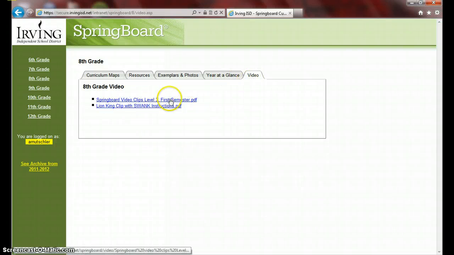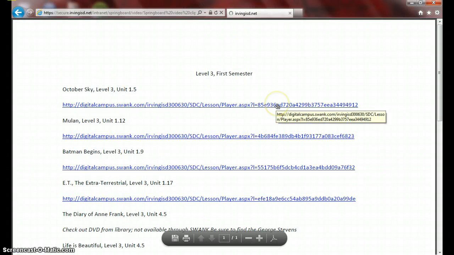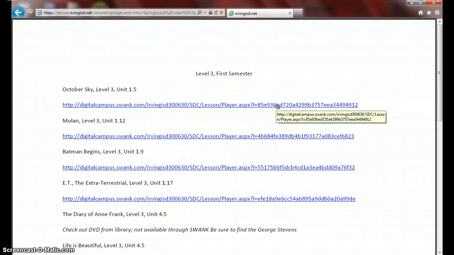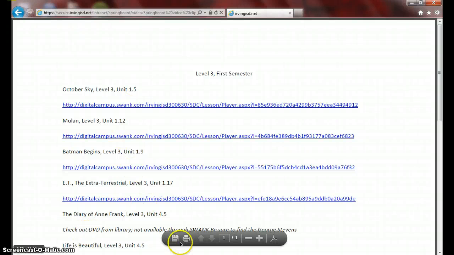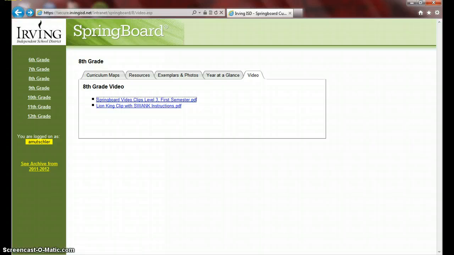There is the video feature up, and for almost every film clip that Springboard uses, there is a link to the digital media server that has either the clip or the movie of what we need. So you don't have to rent the movie anymore or go get it from your librarian or fight with another teacher for it. It's all here for you to use. If you look on Level 3, the only thing we need to check out is the Diary of Anne Frank. So that's how you get started with the end in mind.